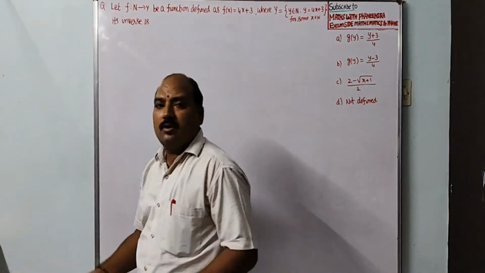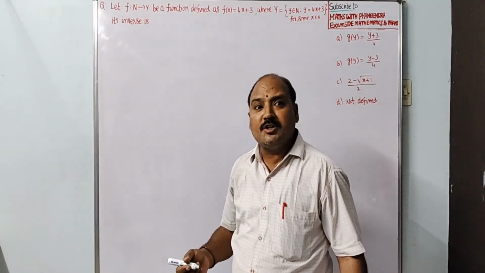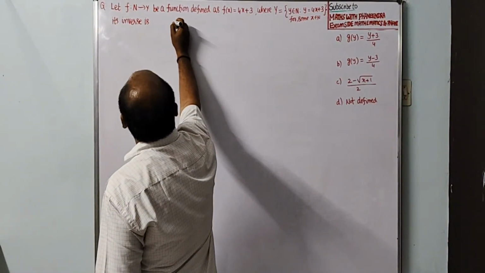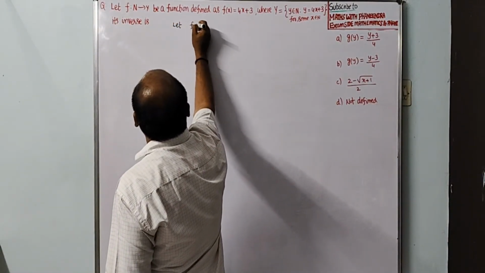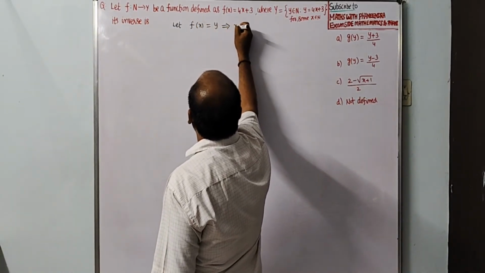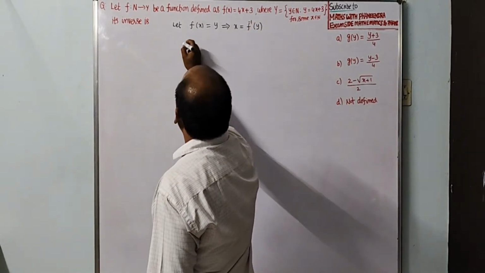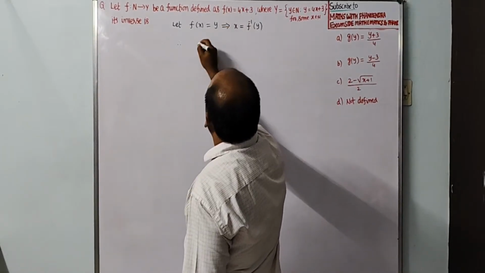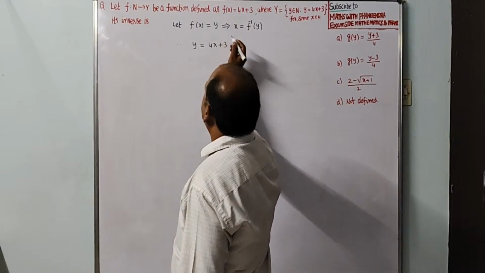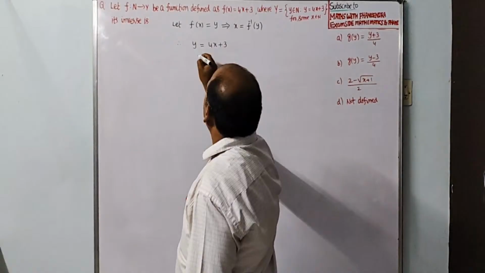So first, while solving problems related to functions, especially the inverse of functions, for the given function, let us consider f of x equal to y. That implies x is equal to f inverse of y. Therefore, this given function is y only. So y equal to 4x plus 3. Here y in terms of x is given, now you have to write x in terms of y.